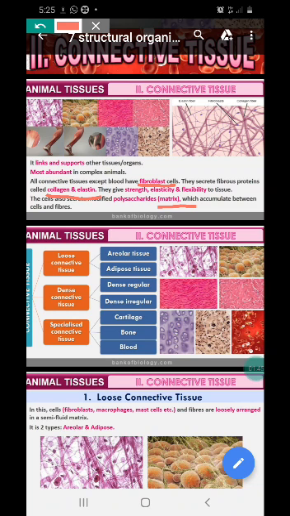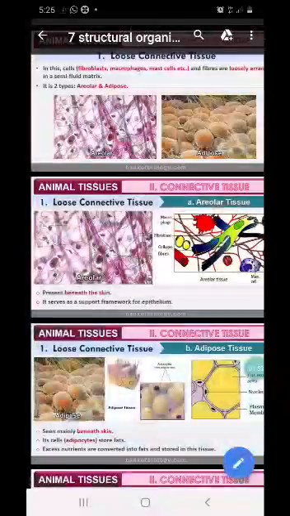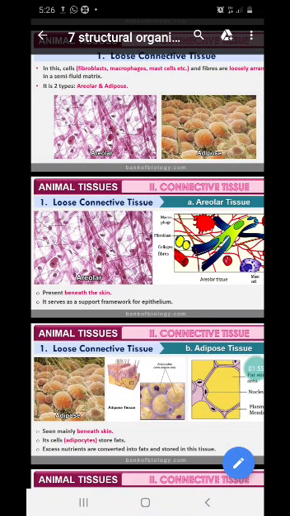Okay, and we'll go through each of these in detail now. Now, in loose connective tissue, children, the fibers are arranged very loosely. They are not very compactly packed. They are very loosely arranged, in which you can find the different kinds of cells.